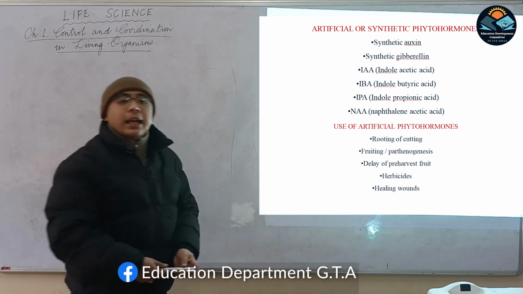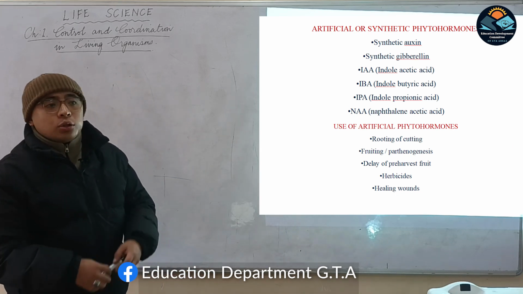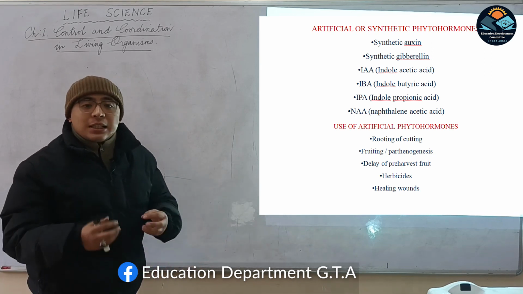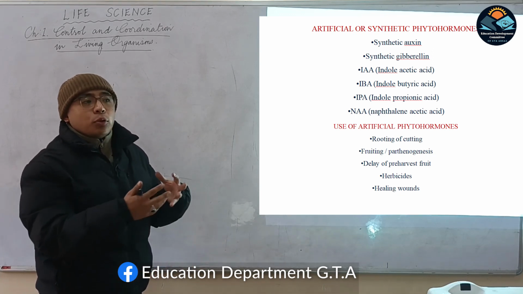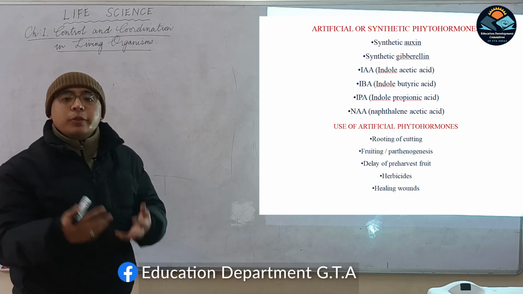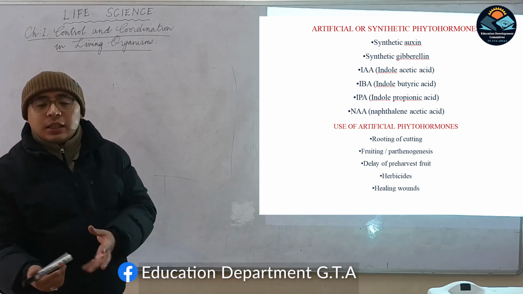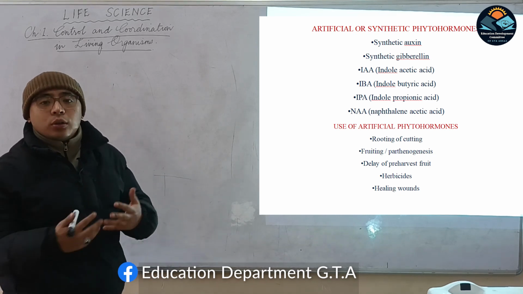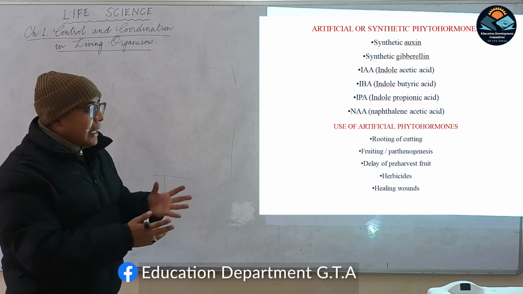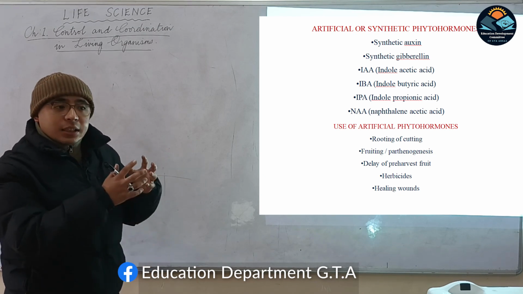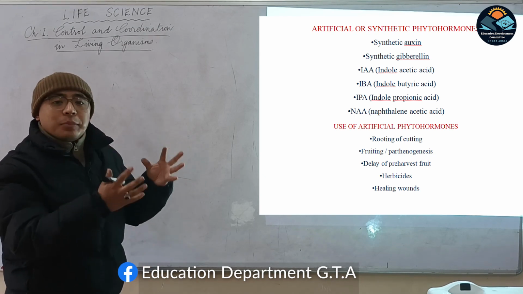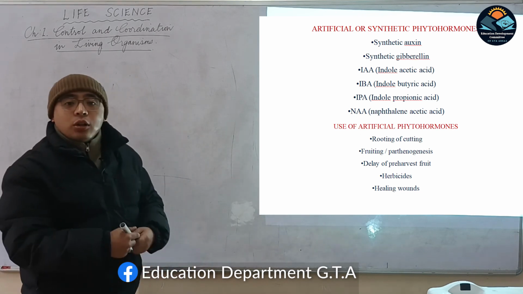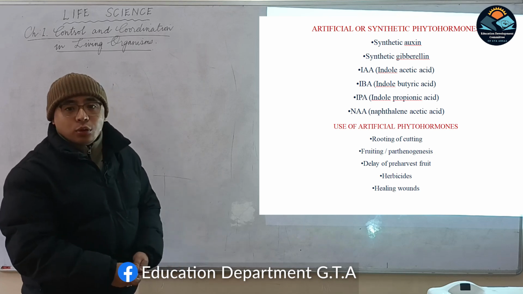Number 3 is delay of pre-harvest fruit drop. In nature, plants bear fruits, and sometimes these fruits fall off the plant before ripening or before they are harvested. Now this affects the fruit yield for the person who is growing those fruits. So in order to delay the falling off of these fruits or vegetables from the plants, farmers can use phytohormones to delay the pre-harvest fruit drop.